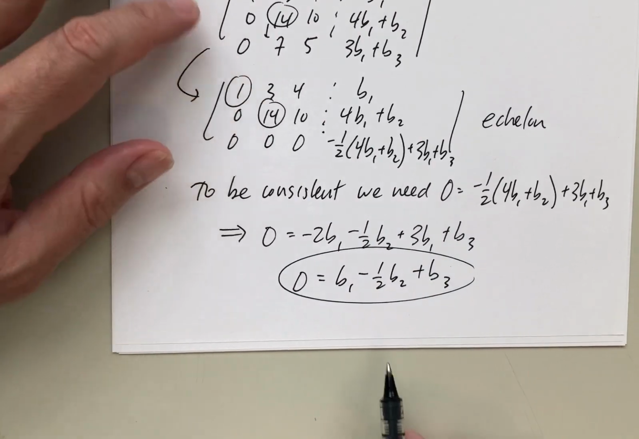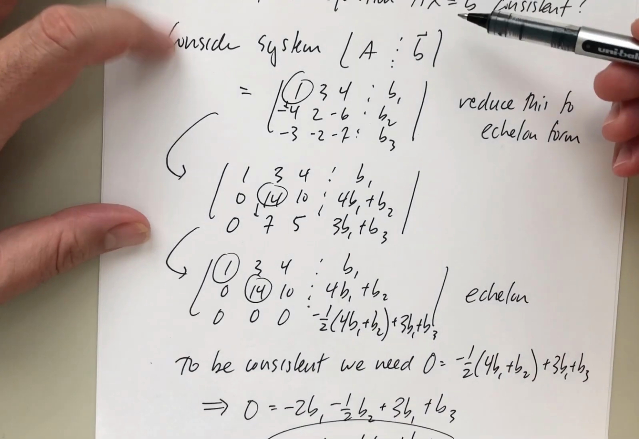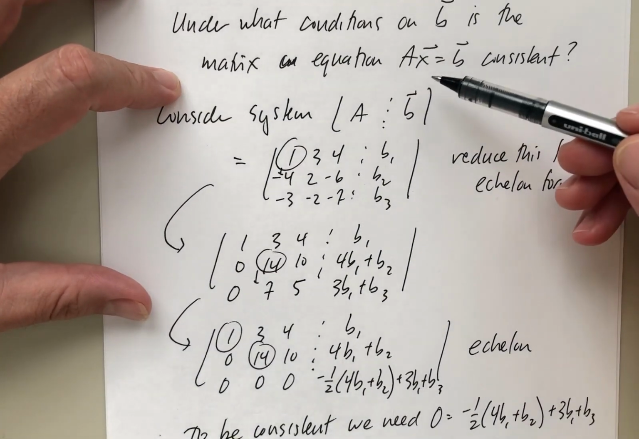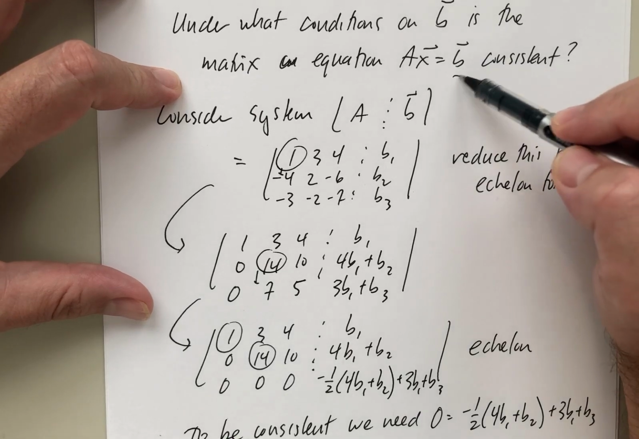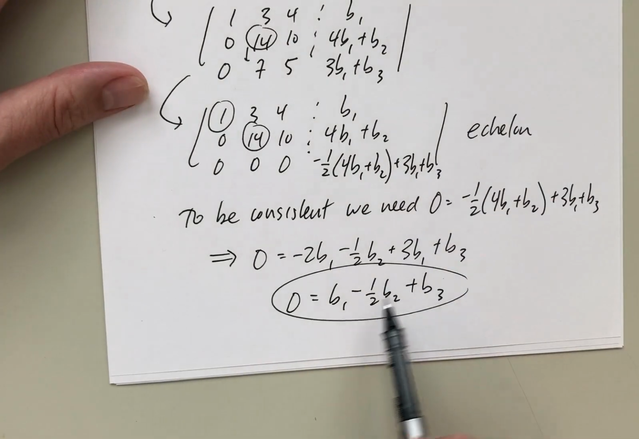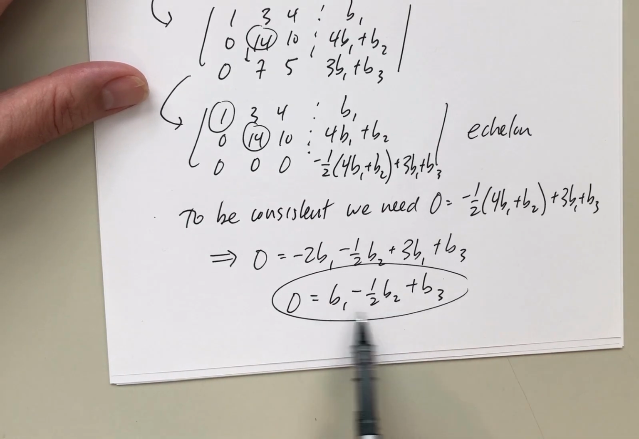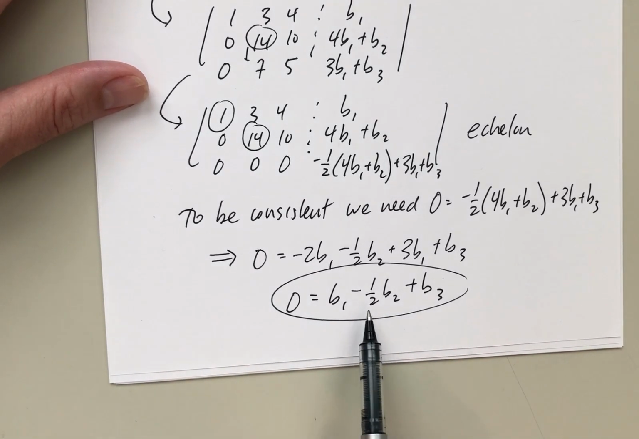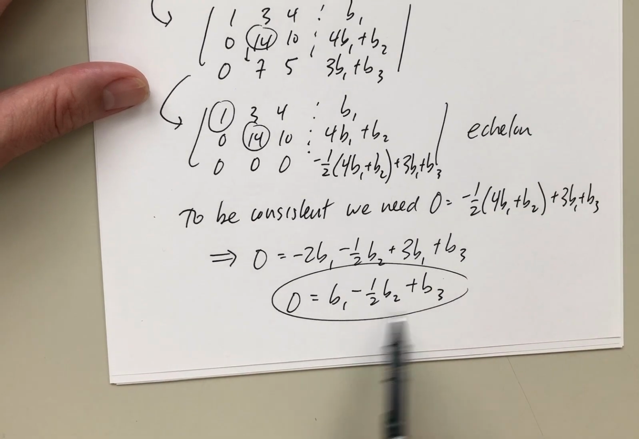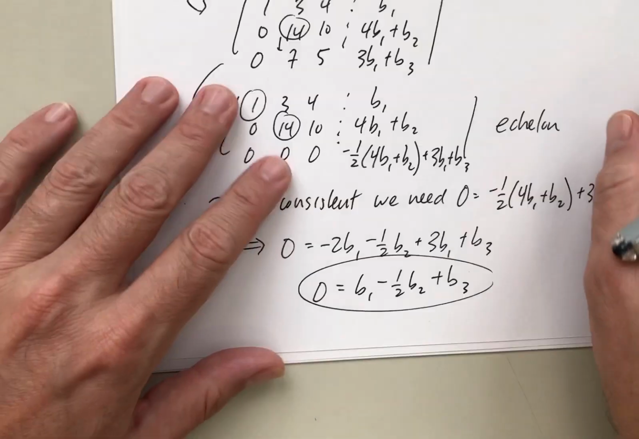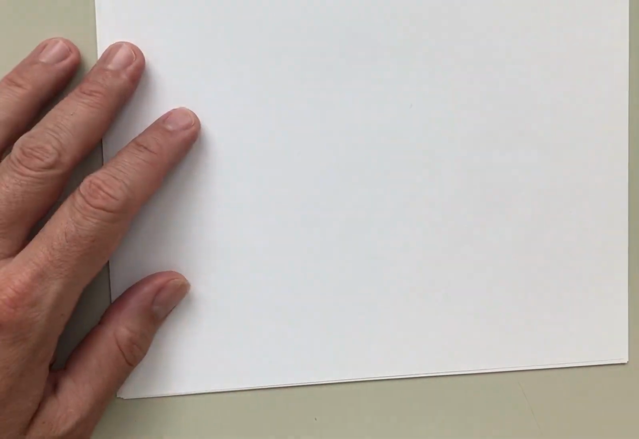So what this is saying is that for this equation Ax equals b to be consistent, the condition on this vector b is that the entries of that vector satisfy this equation. So there's the first entry minus half of the second entry plus the third should be 0. And that's the way you do one of those.